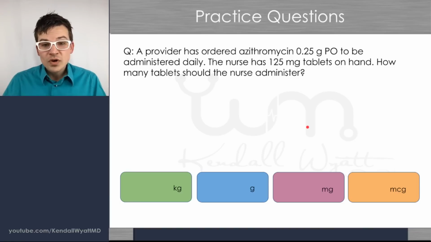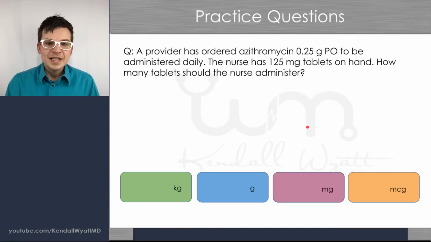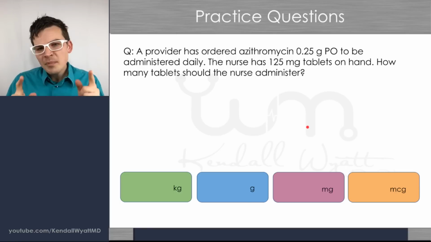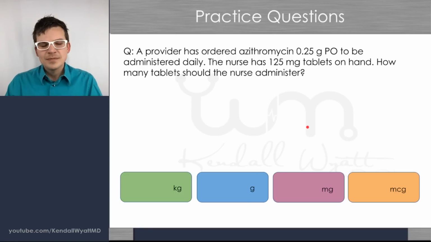A provider has ordered azithromycin 0.25 grams PO to be administered daily. The nurse has 125 milligram tablets on hand. How many tablets should the nurse administer? I think I almost said nurse, I'm not sure. Now, what do you need to do first?